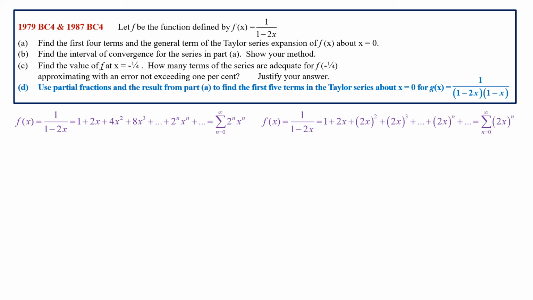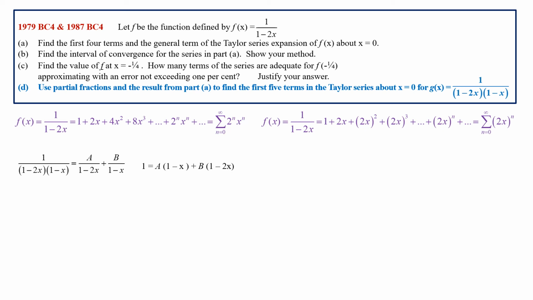Use partial fractions in the result from part A to find the first 5 terms in the Taylor series about x equals 0 for g of x equal 1 over the two quantities 1 minus 2x and 1 minus x. I can tell you this problem's a lot nicer, or at least easier to pick up on. But first we need to set up partial fractions because it says do so. And so I set up a over 1 minus 2x plus b over 1 minus x. And when I multiply all the pieces by 1 minus 2x and 1 minus x, I can rewrite it as 1 equals a times the quantity 1 minus x plus b times the quantity 1 minus 2x.